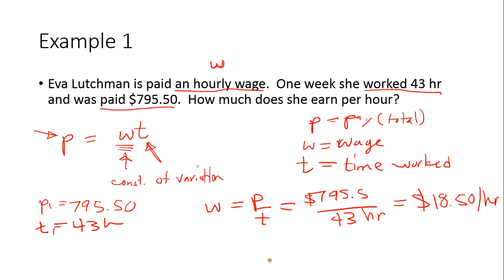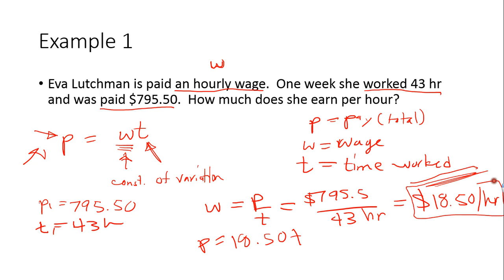So now I can rewrite this with the given information. I can write P equals 18.50 T. In this case, actually, this is all they're asked for. You want to know how much she gets paid an hour. This is actually all the question asks for.